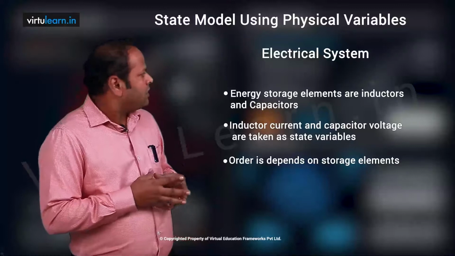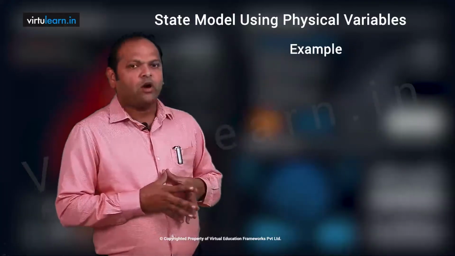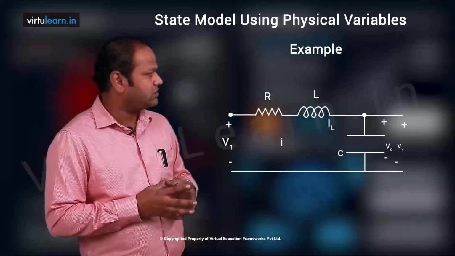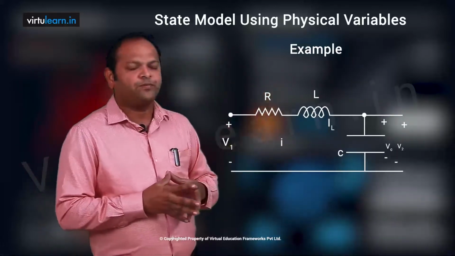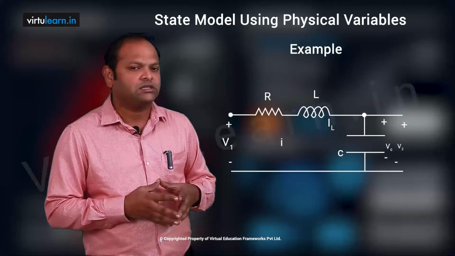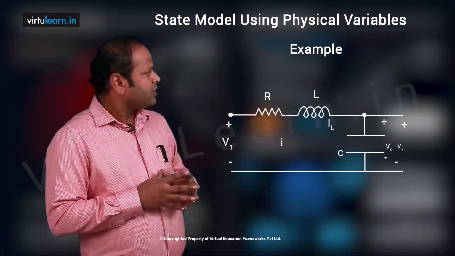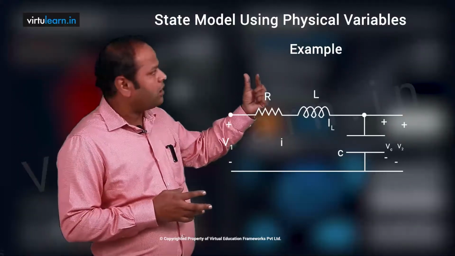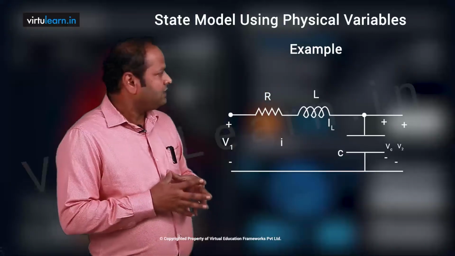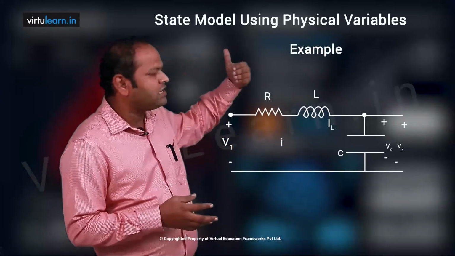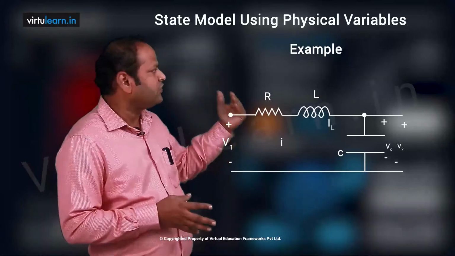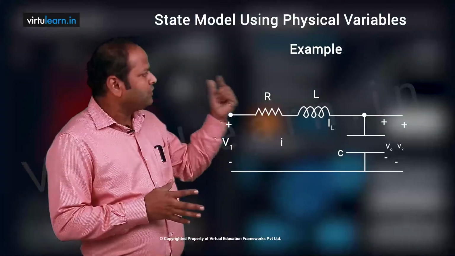electrical system. Let us look at one example and how we can get a state model using the physical variables. Let us take this electrical system where I have R, L, C which are connected in series. It is series RLC system, very famous second order system. Resistance is R, inductance is L and capacitance is C. To this system I am giving excitation input voltage Vi and I am getting the output voltage V0, or we can assume this is V1 and V2. So two voltages, input and output.